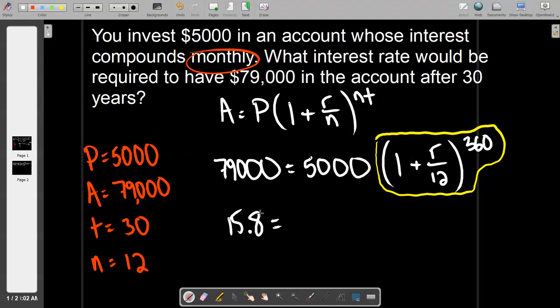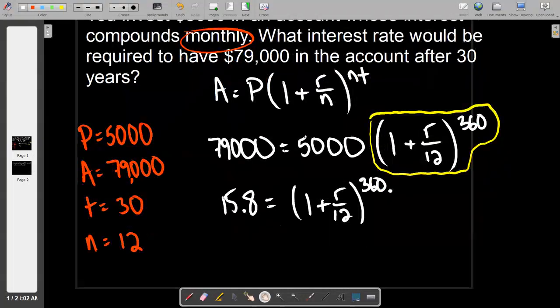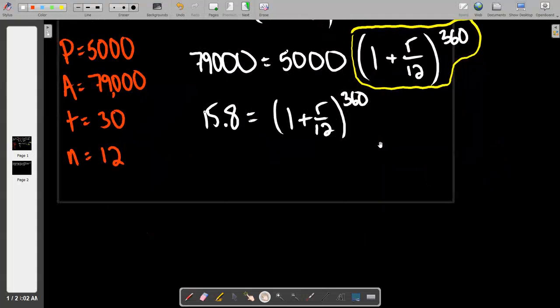All right, and then on the right side, we've now isolated our power. So we have 1 plus r over 12 to the power of 360. And no one's ever asked you to solve an equation like this before. I was your algebra teacher. I'm your algebra 2 teacher. I would generally be the guy that would ask you to do something like this, and I never have. Any ideas as to how we can make some progress?